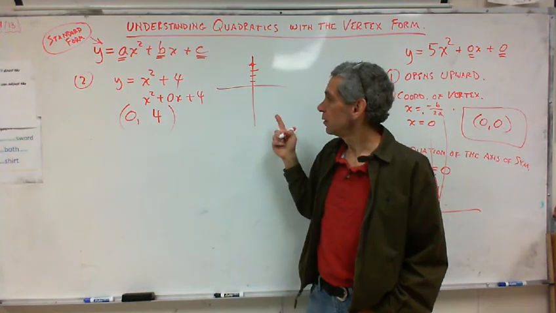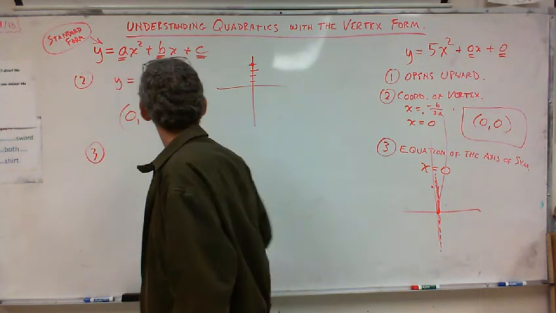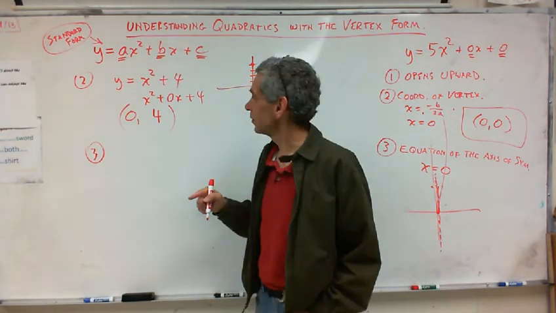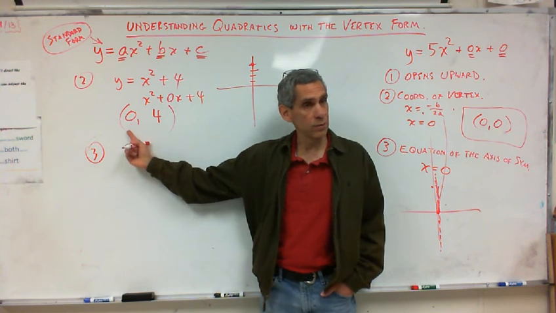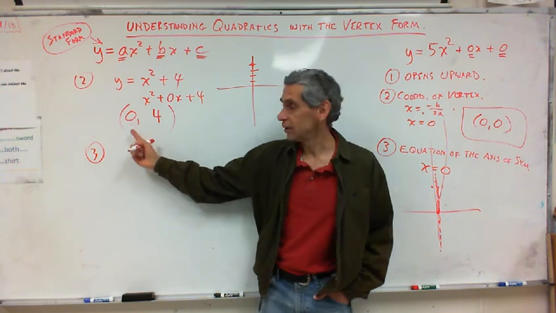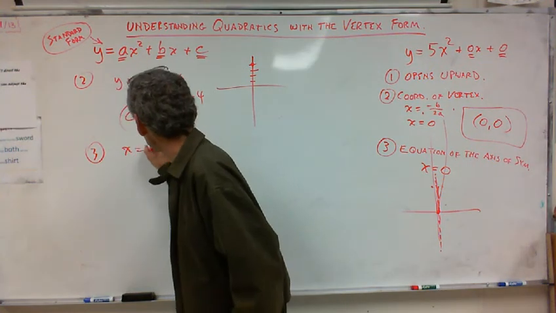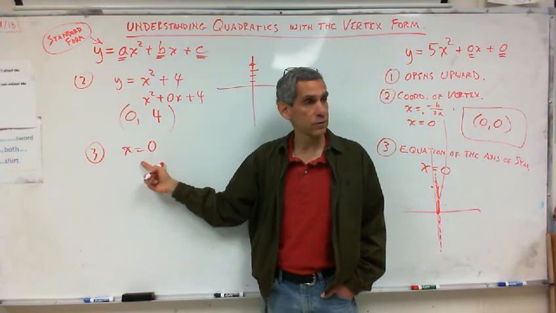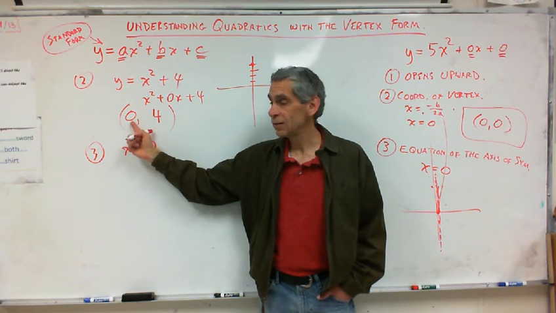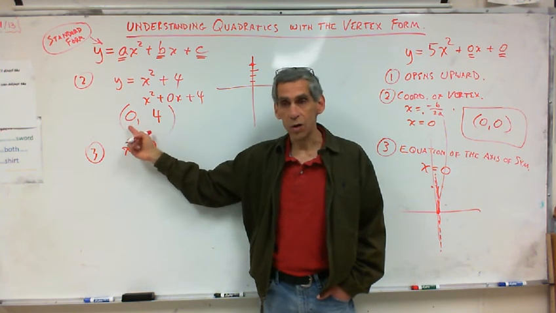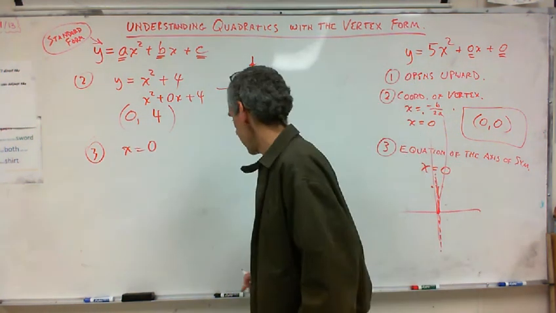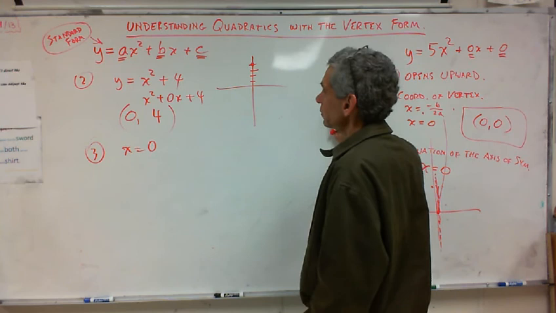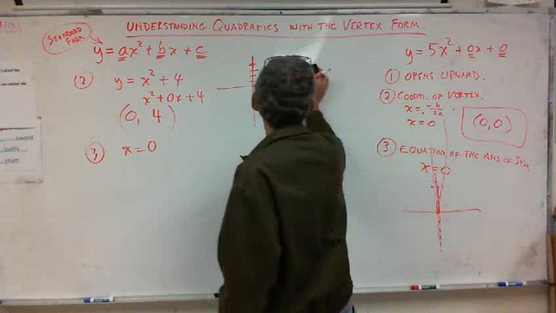And then my last question is, what is my equation of the axis of symmetry? All I have to do is look at this number. This number tells me the equation. Whatever that number is, it's going to be x equals that number. In this case, it's 0. So x equals 0 is my axis of symmetry. The vertex is always on the axis of symmetry. All right, so that's that. I guess that's all I need to do on that.